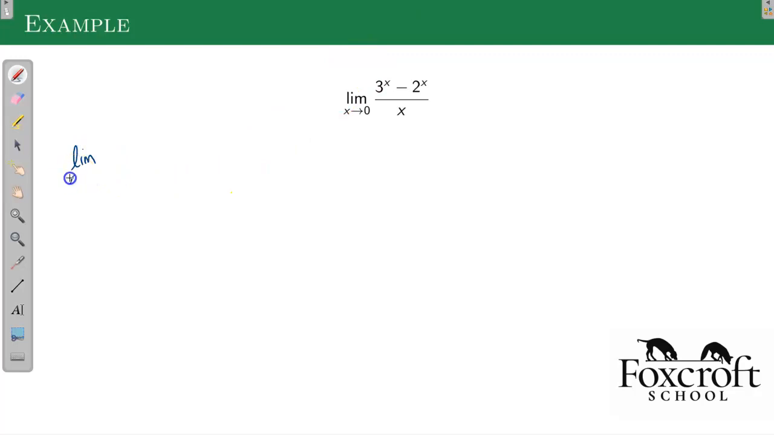Limit as x approaches 0 of 3 to the x minus 2 to the x over x. Plug in our values. 1 minus 1 is 0. And the bottom one almost feels like you don't even have to show. You just plug in 0, you get 0. So again, we get 0 over 0. Now we can do L'Hopital's rule.